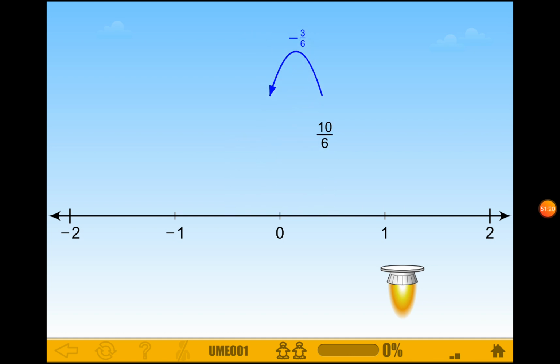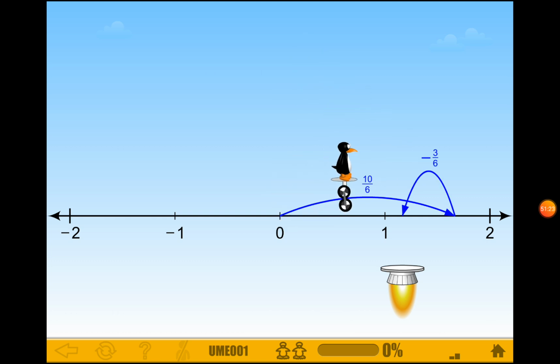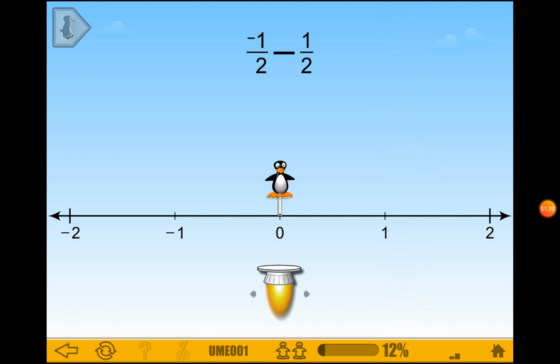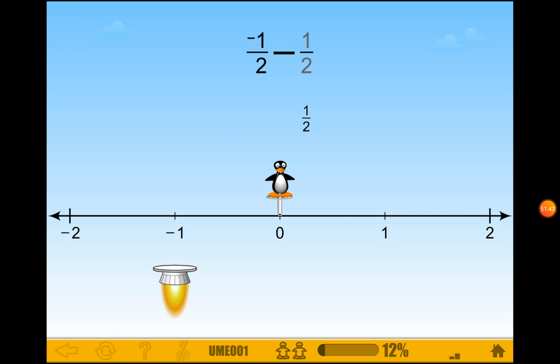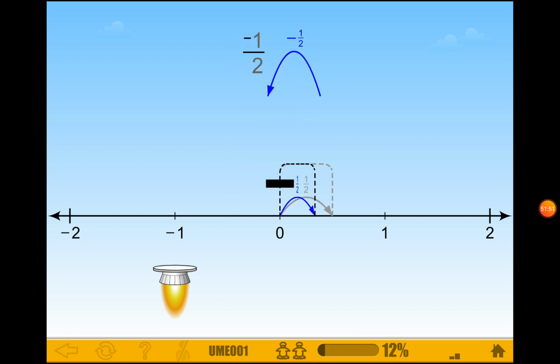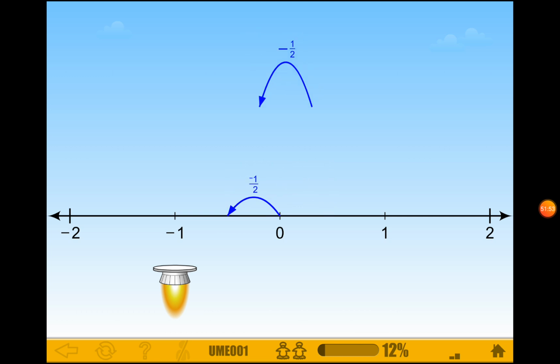Okay. Interesting. Actually, that might be in the middle. That is in the middle. Okay, negative half minus a half is, so negative 1 minus 1 is negative 2, and then the denominator stays the same, so that'll be negative 2 divided by 2 is negative 1. So, small bump, big bump.